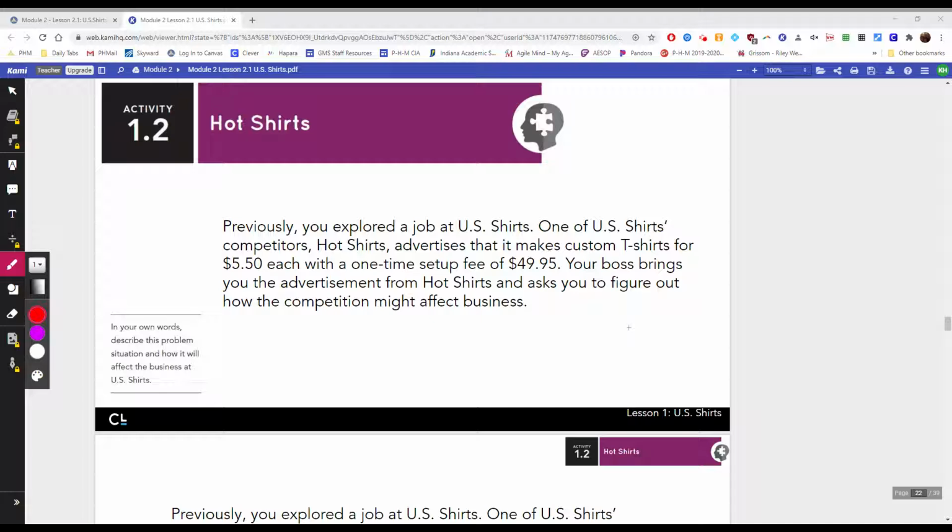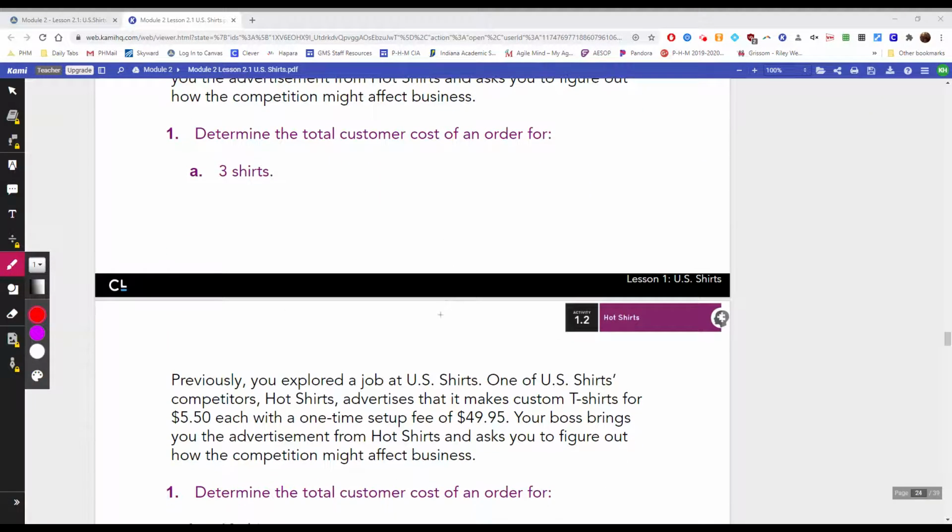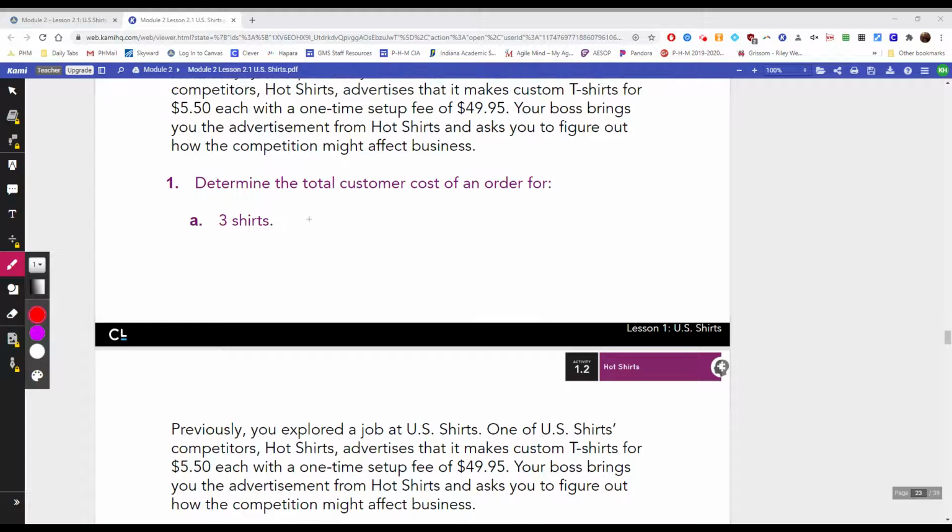Your boss brings you the advertisement from Hot Shirts and asks you to figure out how the competition might affect business. So determine the total customer cost of an order for 3 shirts. I want you to do number one on your own, using what we know from US Shirts. We kind of did the similar thing for US Shirts. So pause the video, go ahead and complete A, B, C, and D for number one.